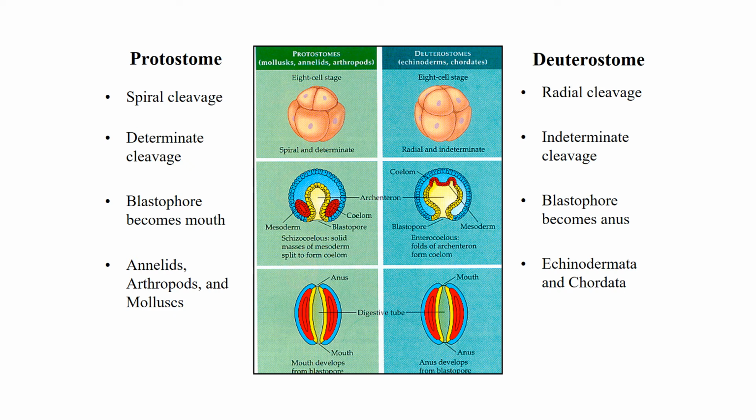In protostomes, the blastopore, which is the first opening formed in a cell, becomes the mouth. This is where their name comes from, proto meaning first, stome meaning mouth. So the mouth develops first and the anus develops second. Examples of protostomes would be annelids, arthropods, and mollusks.